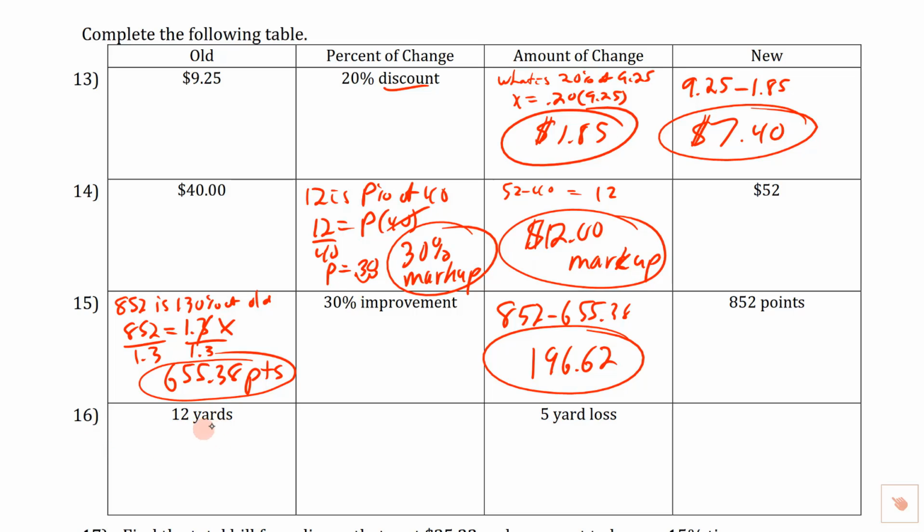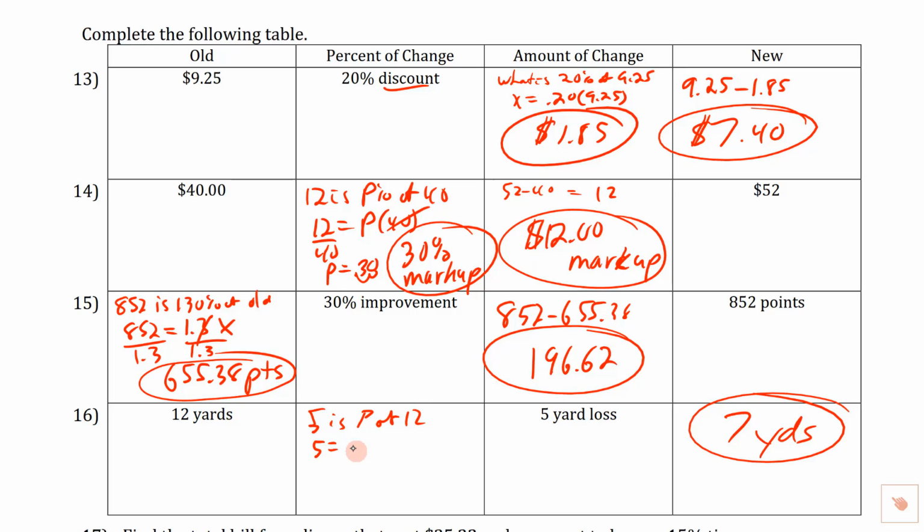Let's see. We've got 12 yards to begin with, 5-yard loss. So what that means is 7 yards is going to be the end result, the new result. Okay, and we want to find the percent here. So there's a couple different ways that we can do this. So what we can do is we can say, well, this change is some percent of this right here. So 5 is some percent of 12.